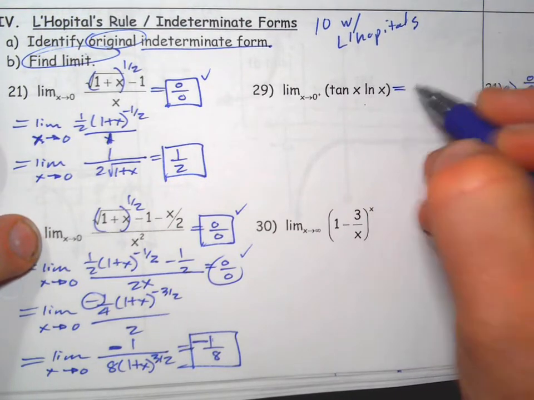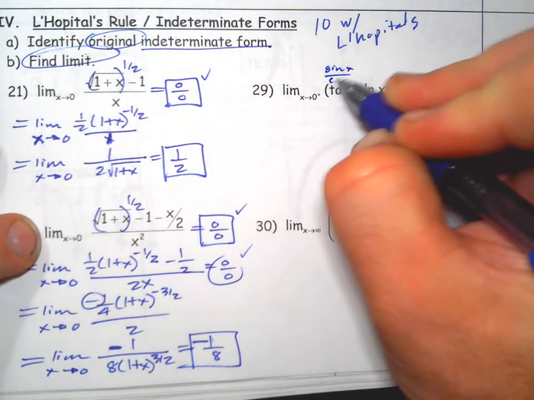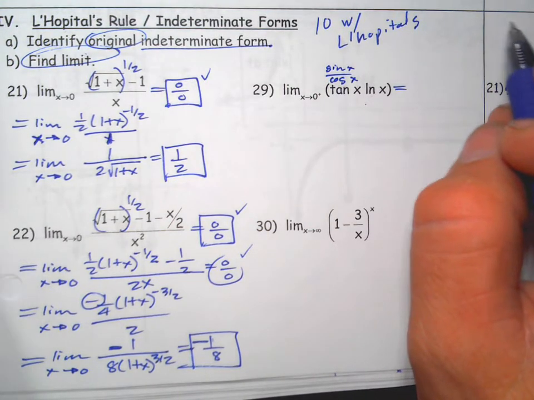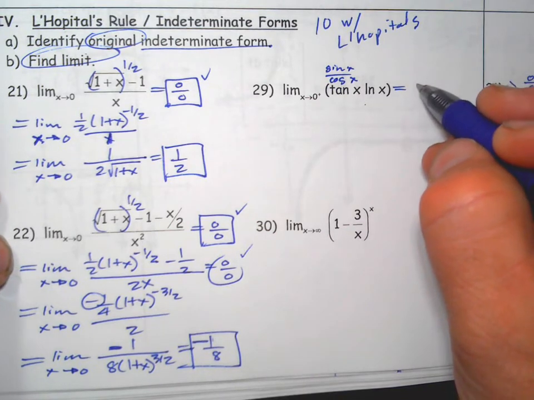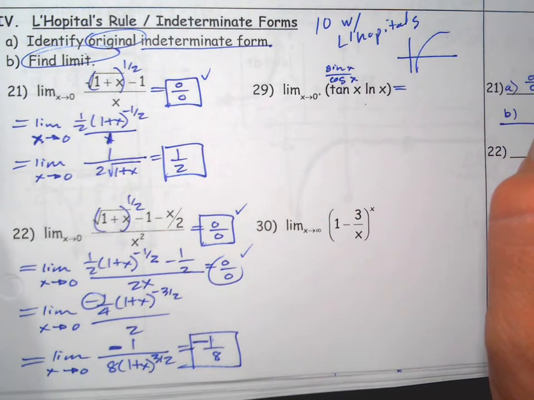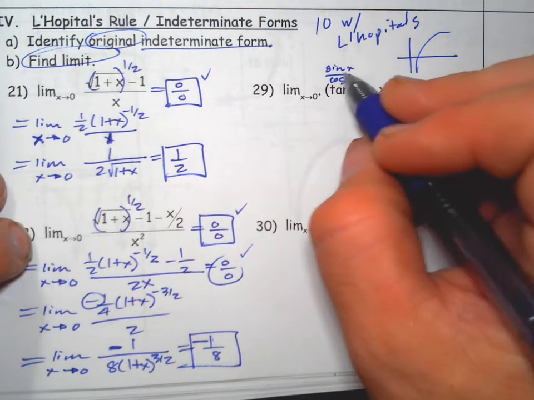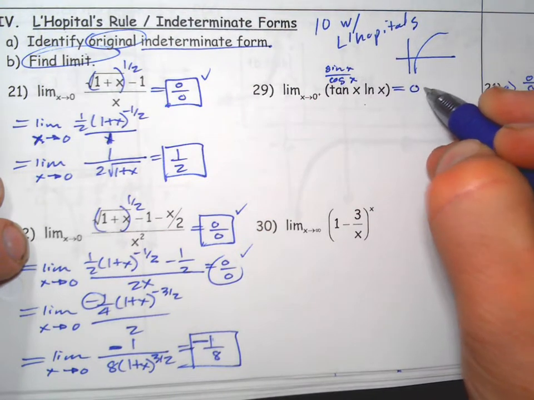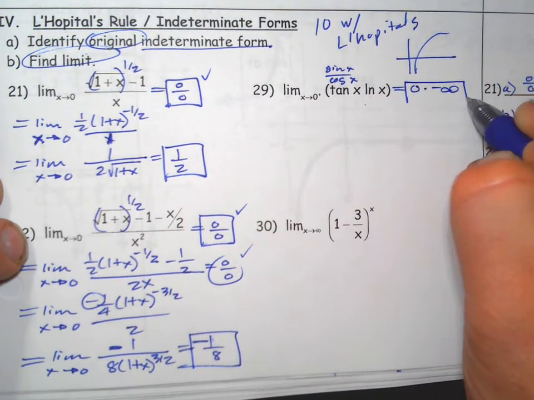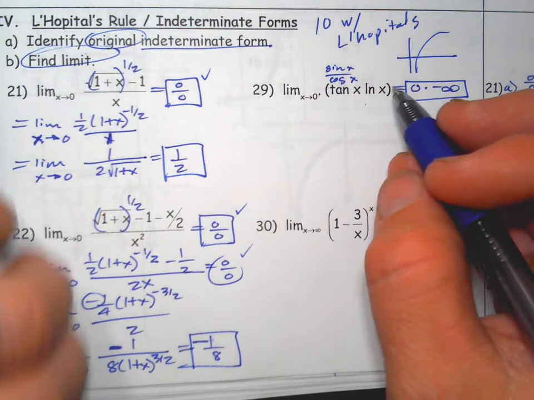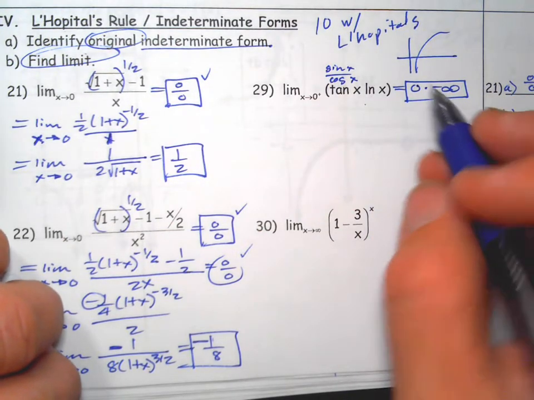So we plug 0 in here. Tangent is sine over cosine. And natural log graph looks like this. So if you go sine of 0 is 0 over cosine of 0 is 1. So that's going to be 0 times negative infinity. So this is the initial indeterminate form. Now, we can't do L'Hopital's rule with that yet. So we got to change this into a fraction.